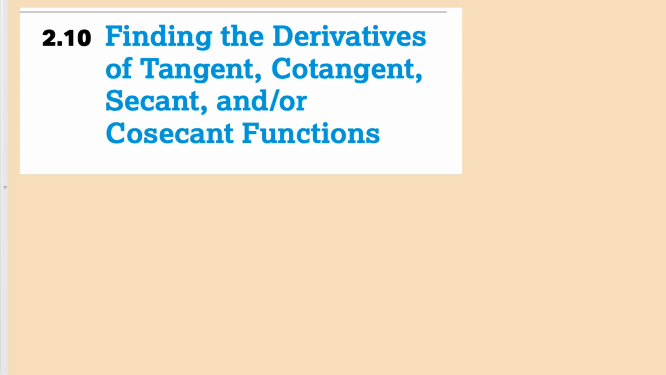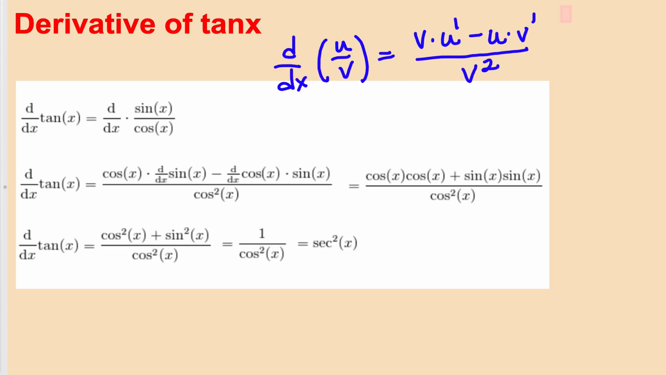Gators, we're going to do lesson 2.10, finding the derivatives of tangent, cotangent, secant, and cosecant. Let's address the derivative of tangent. When we rewrite tangent, we can write it as sine of x over cosine x, and that's an opportunity to be able to use the quotient rule.